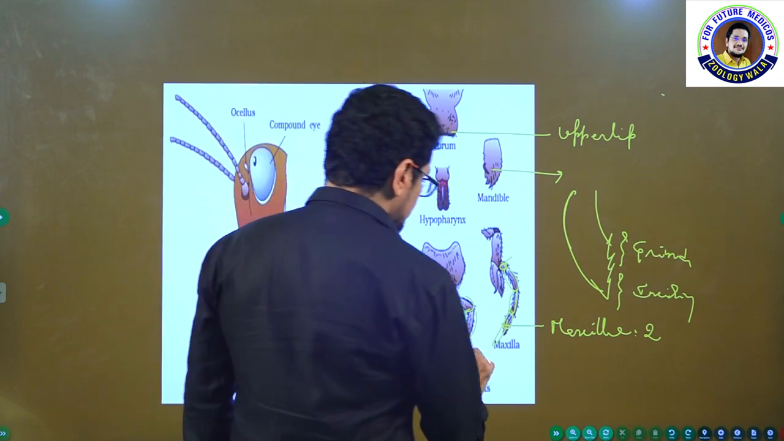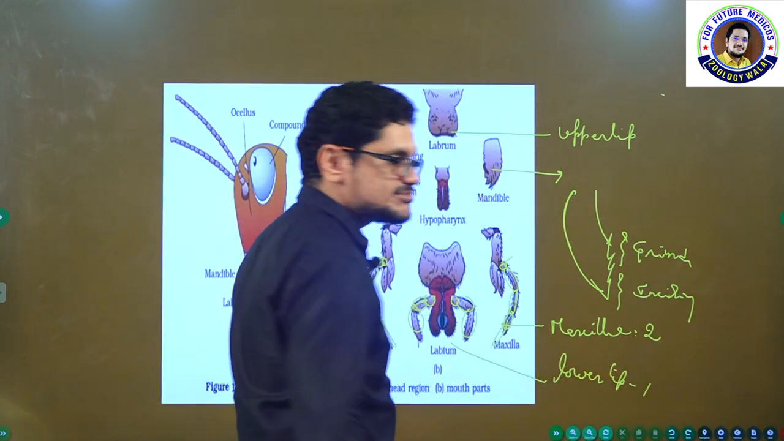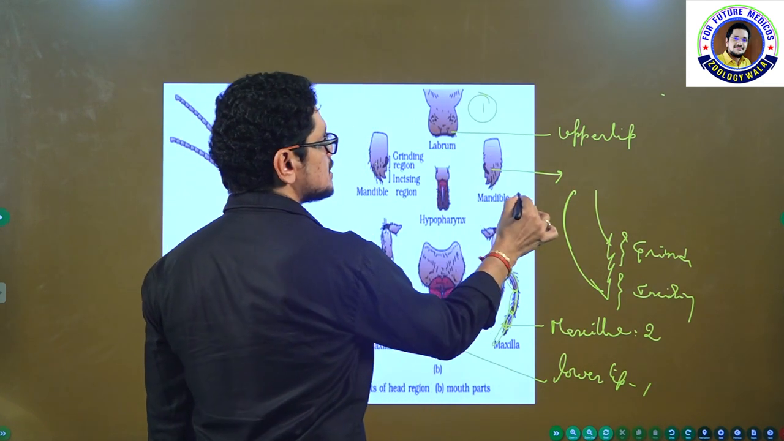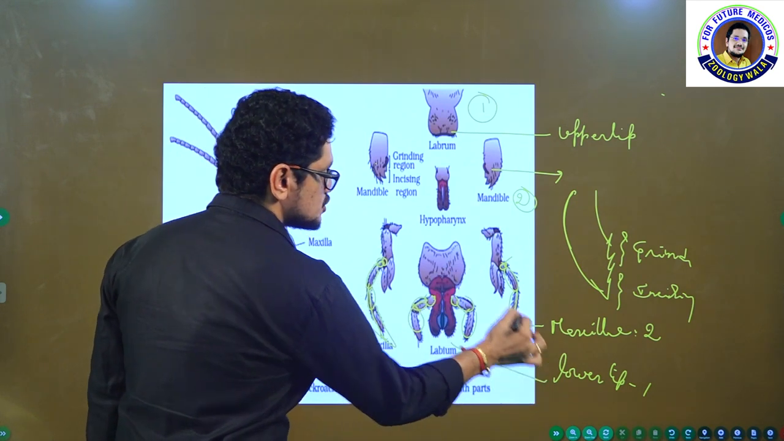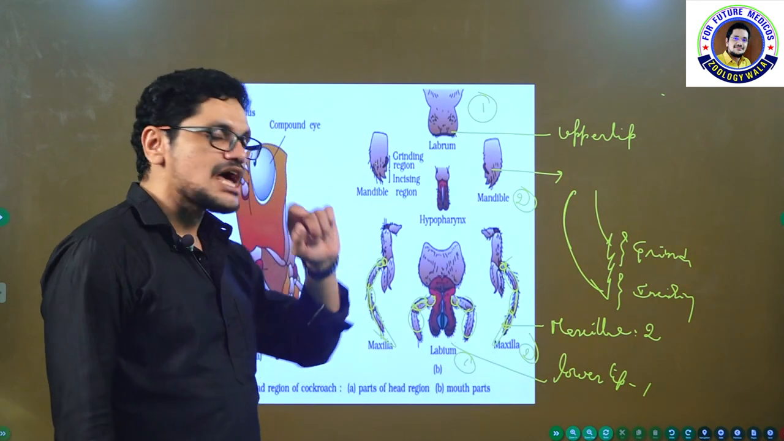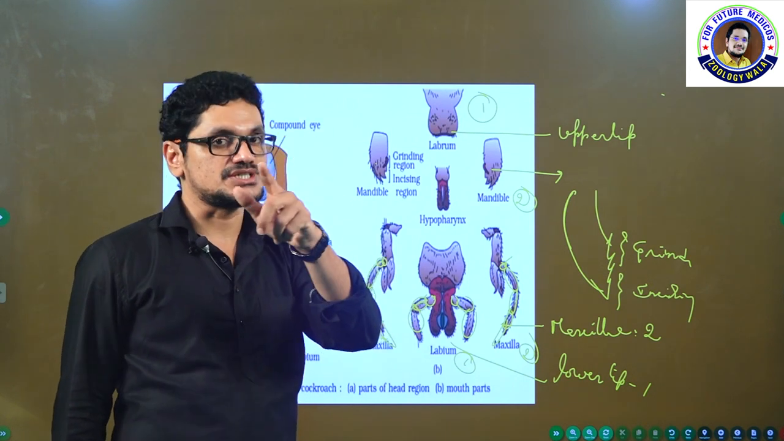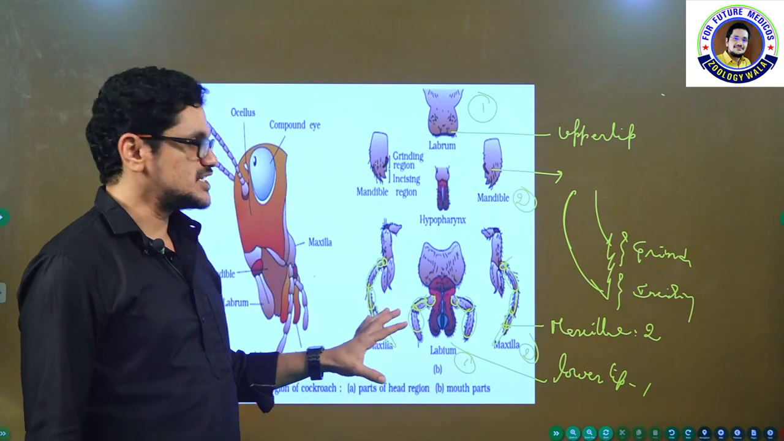And this is labium, which is considered as lower lip. How many lower lips are present? Only one. How many upper lips are present? One. How many mandibles are present? Two. Two mandibles. How many labia? One. How many maxillae? Two. So these are asked in the examination: which of the following are paired structures, which of the following are unpaired structures. Like that, they will be asked in the examination. You have to remember, my dear friends, okay?